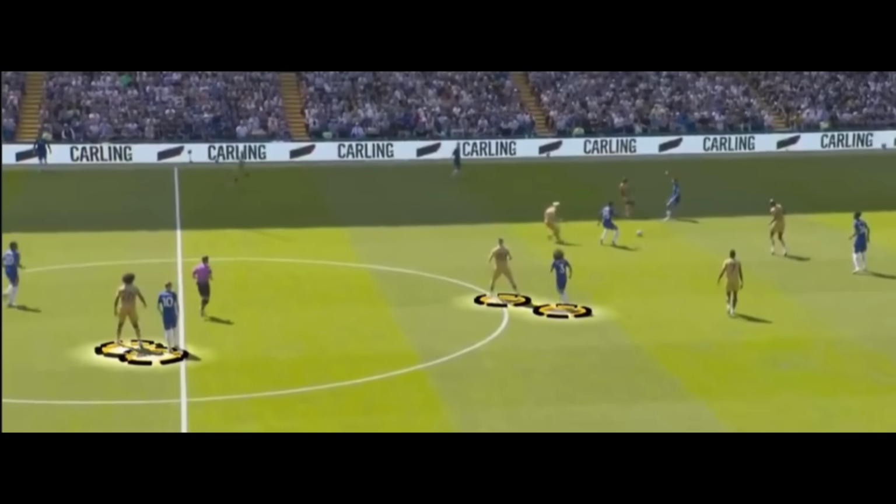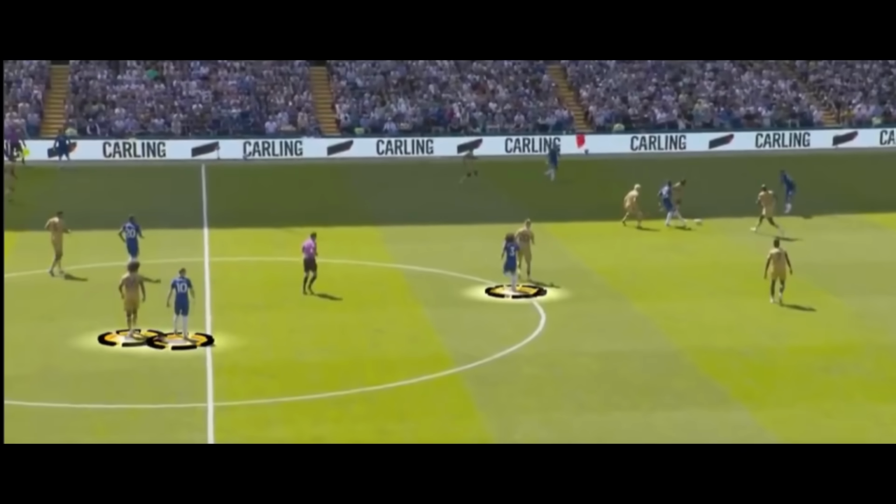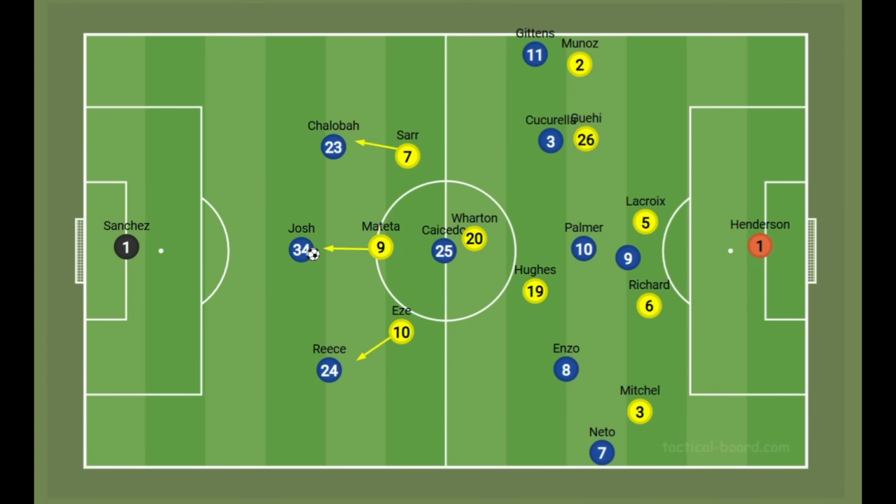And you can see how touch tight the two Crystal Palace midfielders are on Cucurella and Caicedo, meaning that even the central options for these defenders is not available. And because of this, Chelsea constantly found themselves in problems whenever they looked to shift the ball and try to do something with the ball out wide.